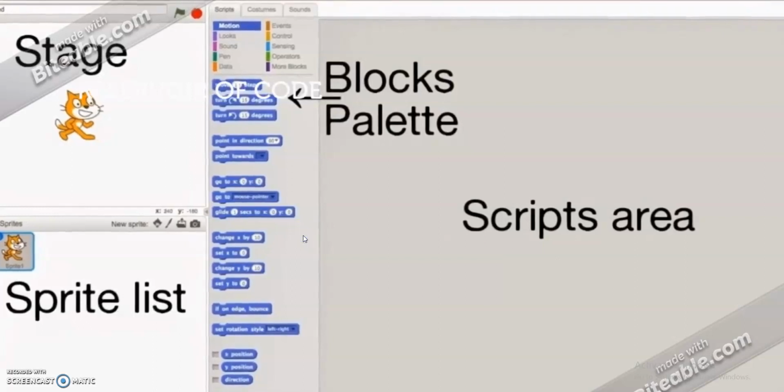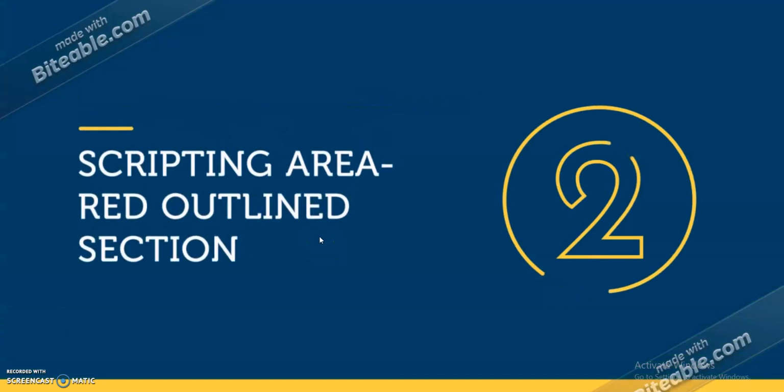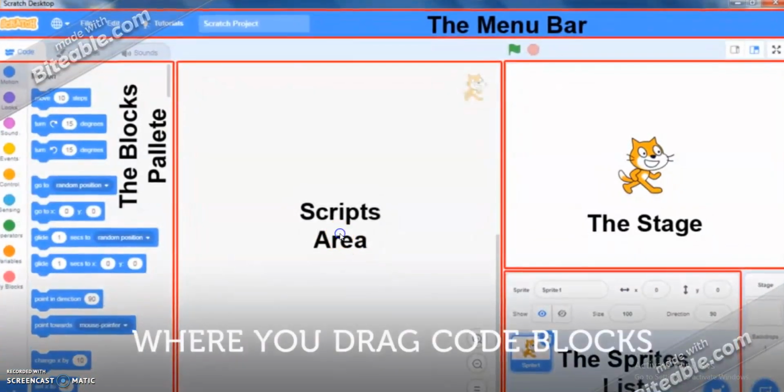The second one is the scripting area. This is where you drag code blocks in order to make programs. That's why we drag the blocks from the block section to the scripting area.